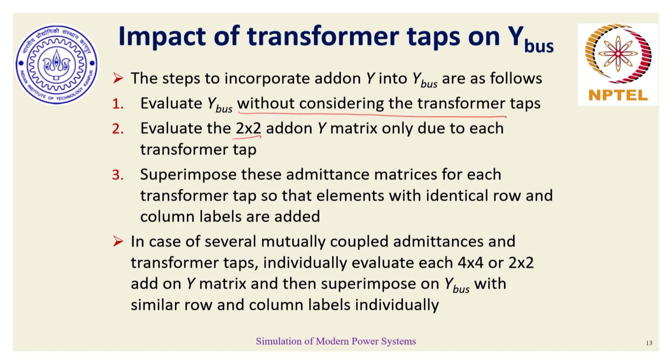In case there are several mutually coupled admittances and transformer taps, we ignore their presence completely in the first go and evaluate Y bus without any mutual coupling or transformer tap considered. Then for each individual mutually coupled impedance or transformer tap, we find the respective 4 cross 4 or 2 cross 2 matrices, label their rows and columns properly as per the bus numbers, and then we do the superimposition.